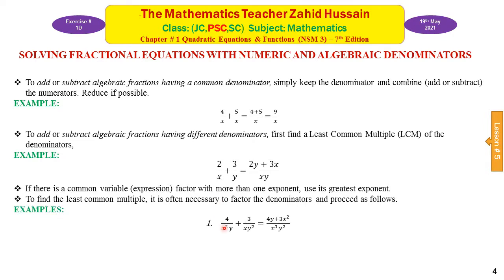This is example number 1. The denominator of the first fraction is x cube y and the denominator of the second fraction is x y cube. Now both the denominators involve x.